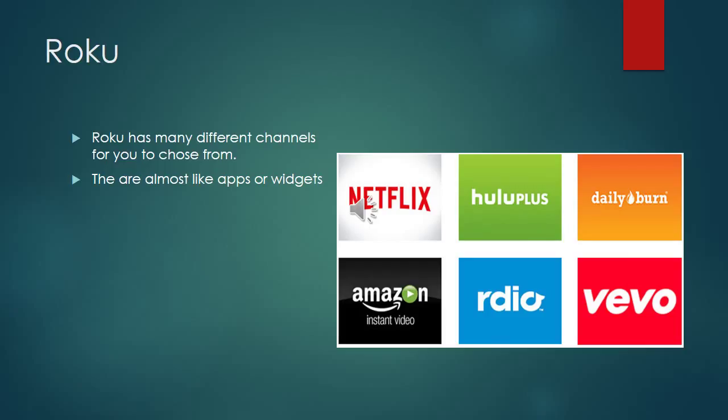When you first go into your Roku, it brings you up to the main screen, and it has my channels, which are the channels that you pick out from the store. You can select what channels you want to put on your list of channels. But there's tons of them. There's just a few listed on the screen here.